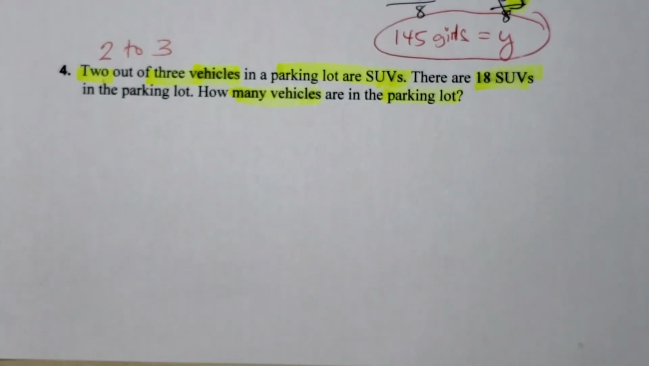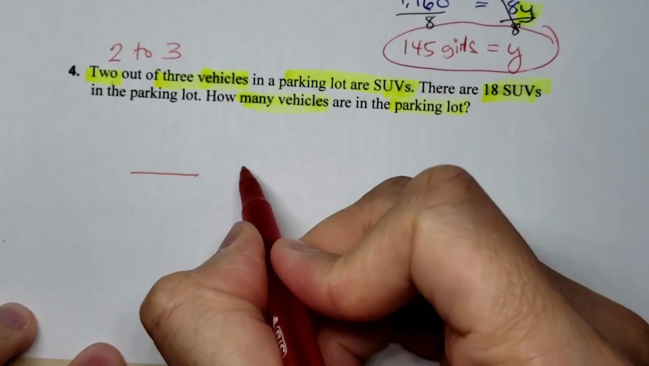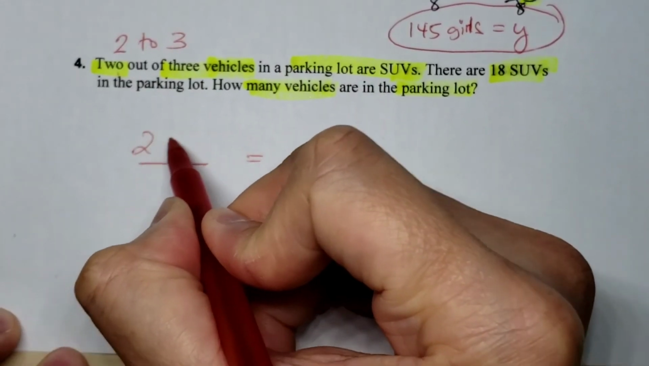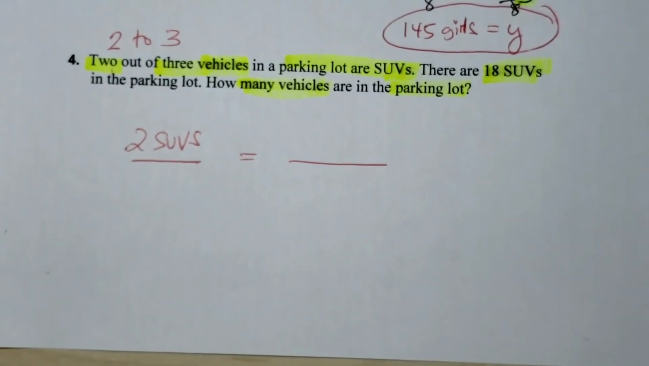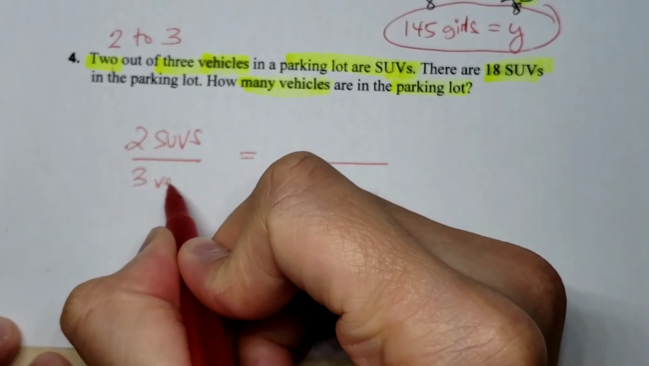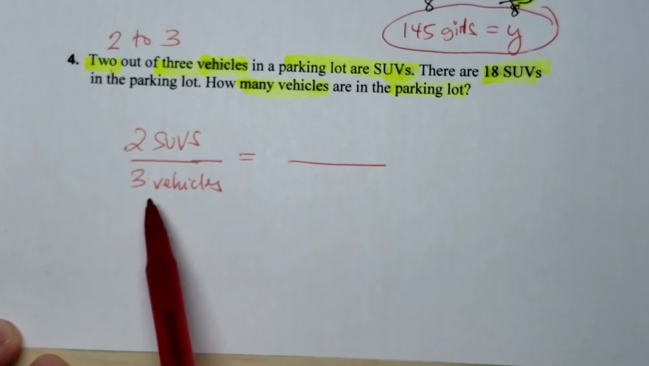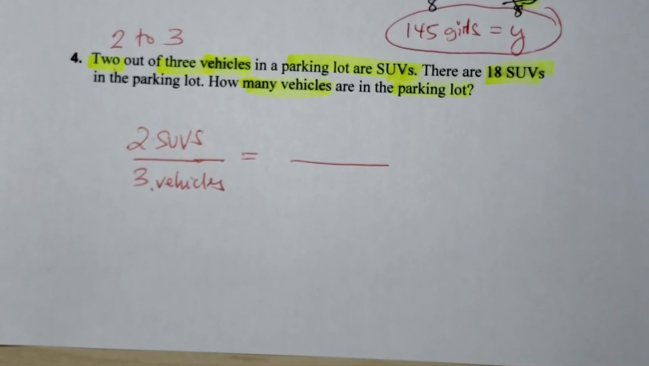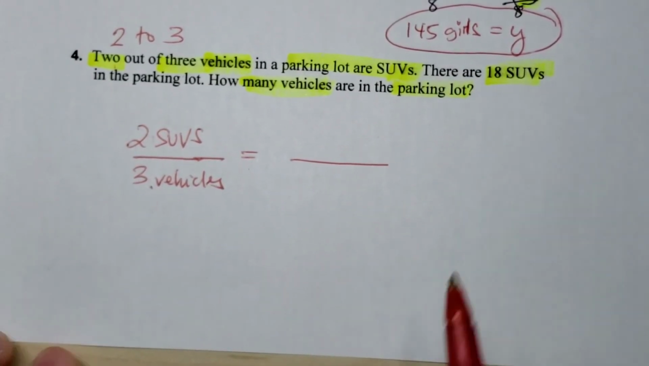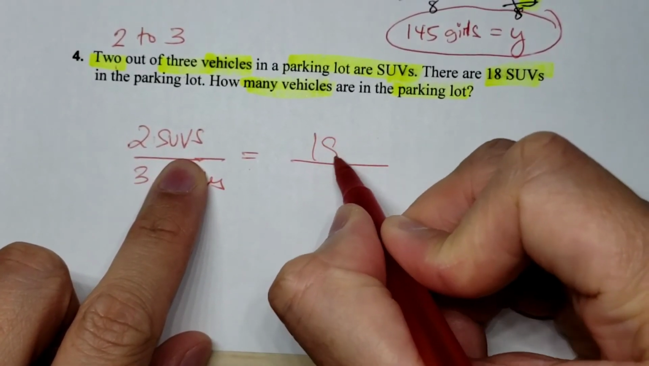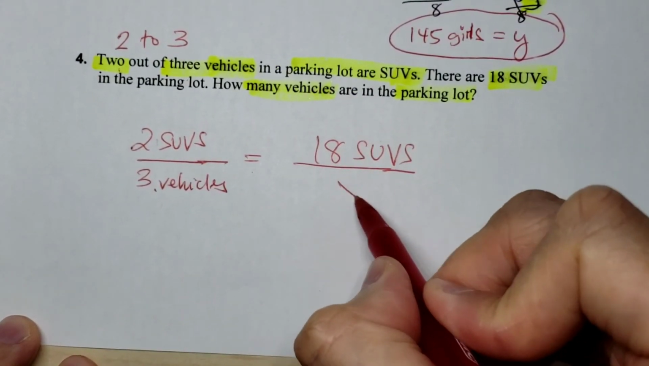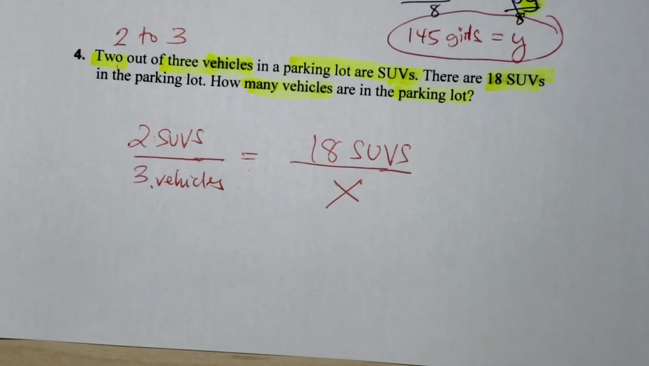Okay? So it says 2 out of 3 vehicles in the parking lot are SUVs. So what does that mean? If we were to write our ratio, that would mean for every 2 SUVs, how many vehicles are there? 3 vehicles. Okay? So for every 3 vehicles, there's 2 SUVs. If there are 2 SUVs, there's 3 vehicles. So that's the ratio. Equal to, there are 18 SUVs. So SUVs at the top, so you put 18 SUVs. There you go. How many vehicles, so this is what we do not know, in the parking lot?